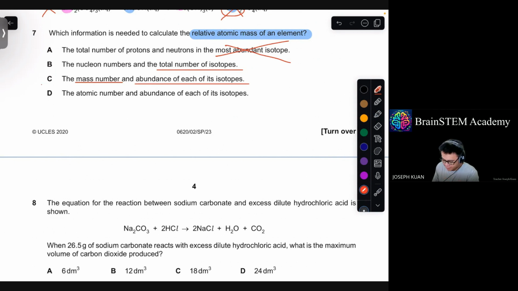That's why, for example, I give you an example. Chlorine, if you look at the periodic table, the mass number is 35.5. Right. Why is it having a decimal? Because it's considering the relative abundance of chlorine-37 and also chlorine-35, which are two isotopes that are present in real life. So essentially, they get an average, and then they get the number 35.5 due to the mass number and also the abundance. So the answer is C. All right. So for D, the atomic number and the abundance of each of its isotopes is nothing to do with atomic number when you're considering the masses.